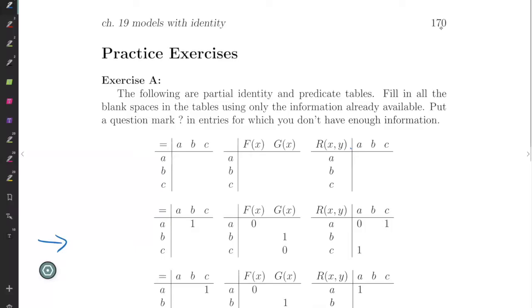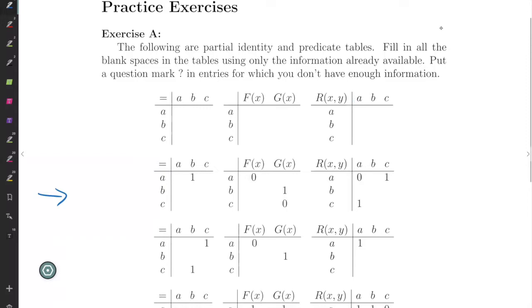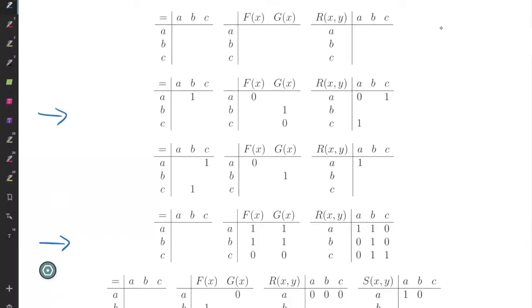So question 5 is about the practice exercises at the end of chapter 19. I'll do half of these with you. Let's look at the second one. What can I fill out?